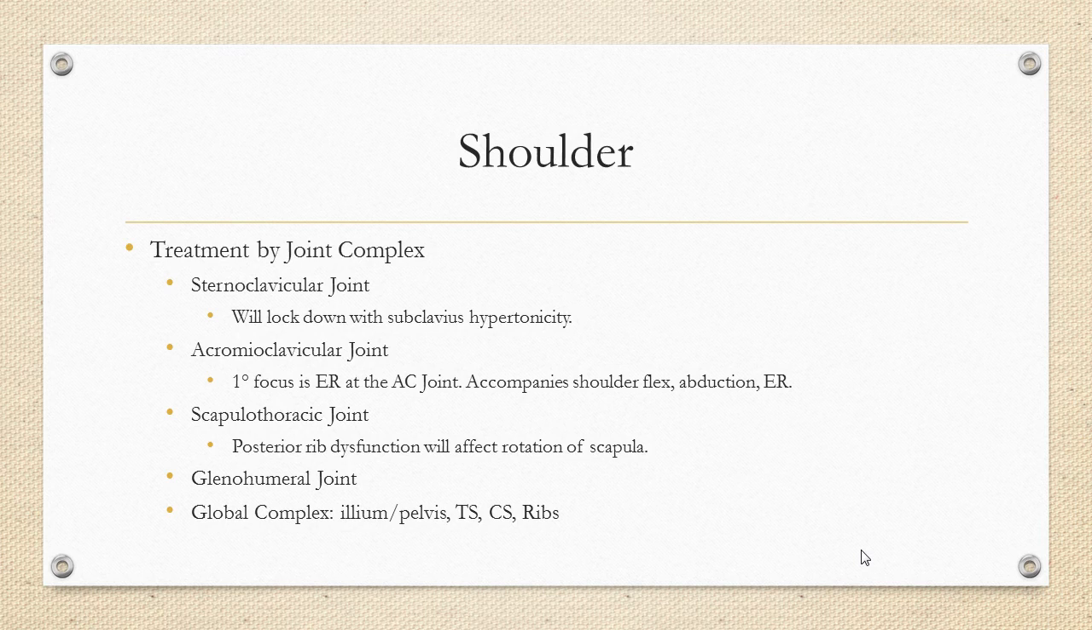Next would be the actual glenohumeral joint, and certainly looking at all planes, inferior and posterior are going to be your most common, posterior with internal and external rotation.